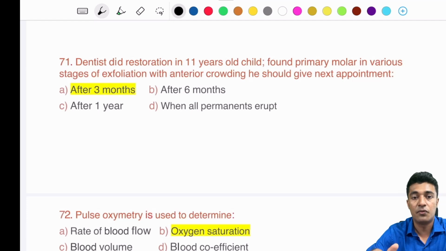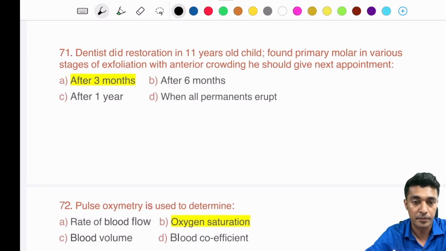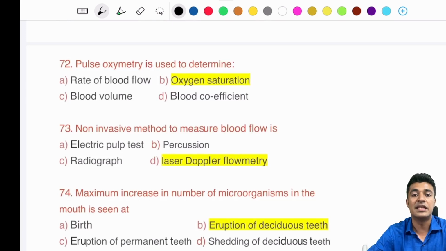Dentist did restoration of an 11-year-old child, found primary molars in various stages of exfoliation with anterior crowding. He should give the next appointment after 3 months of follow-up. The pulse oximetry is used to determine the oxygen saturation. A non-invasive method to measure the blood flow is the laser Doppler flowmetry.